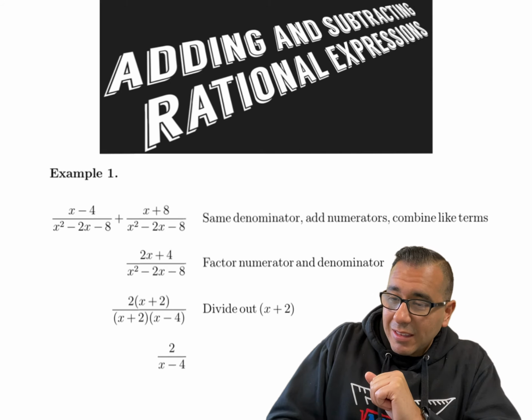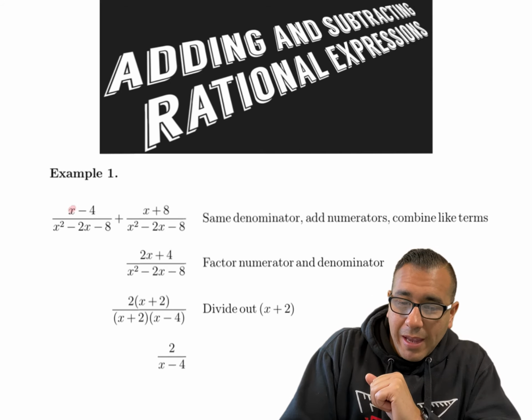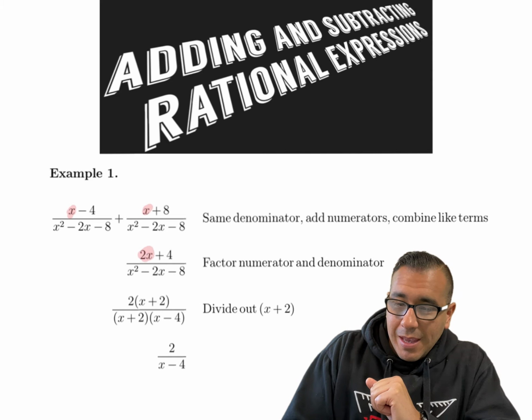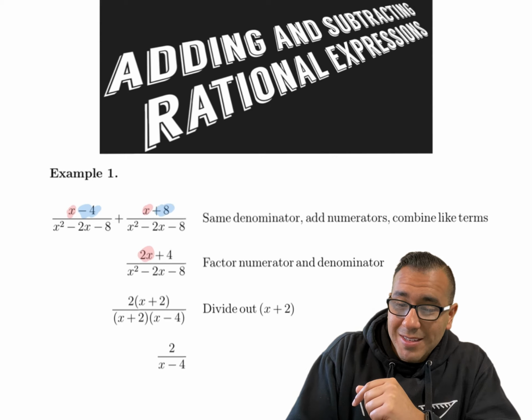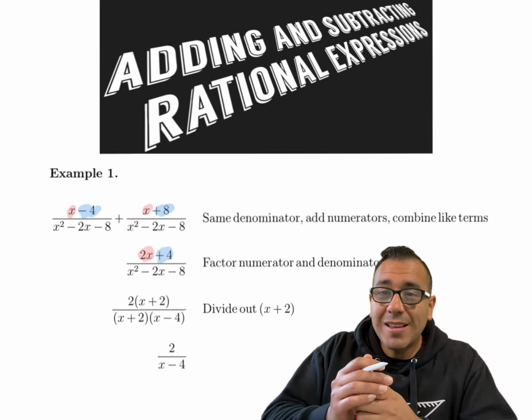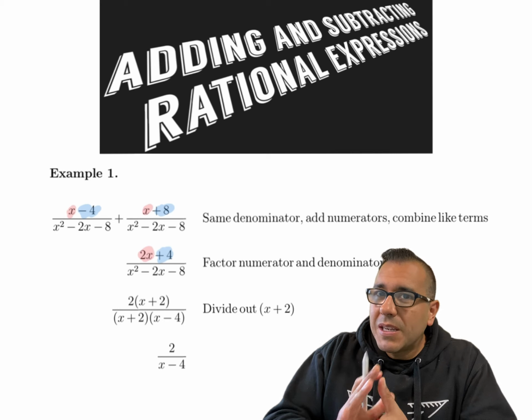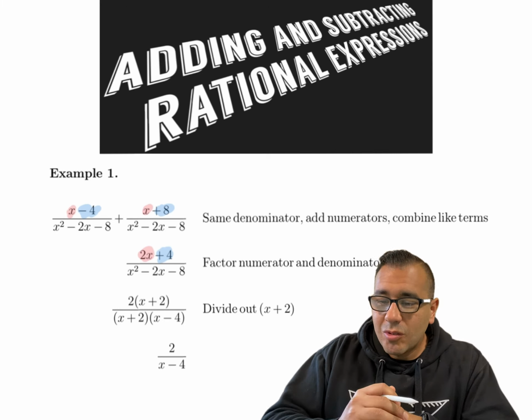And how did I get the top? Well, all we did is we added x plus x. That gave us the 2x. And then negative 4, be careful with those signs, and positive 8 gave us positive 4 there. So just be careful with your signs and you're going to do just right.